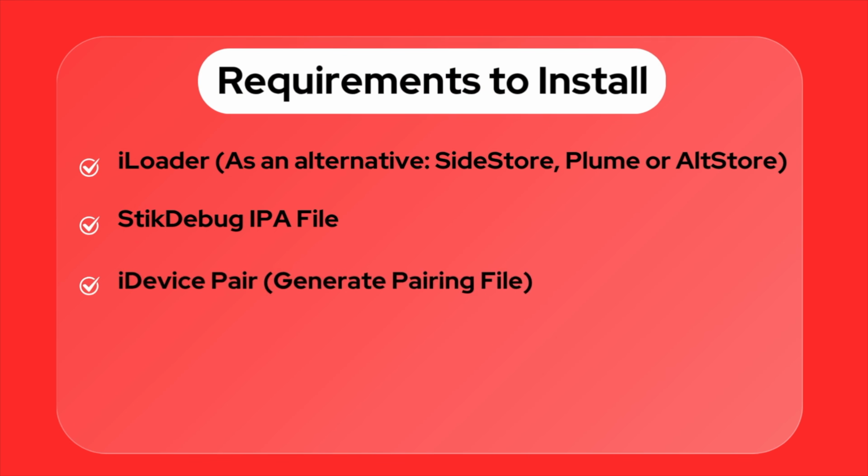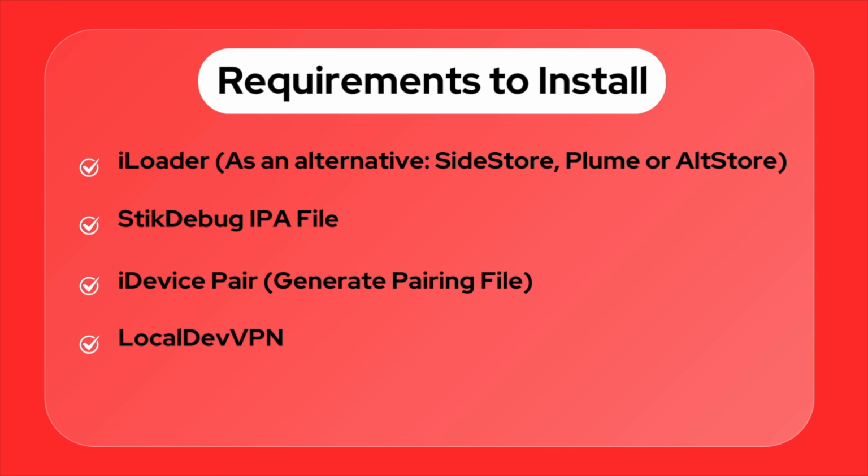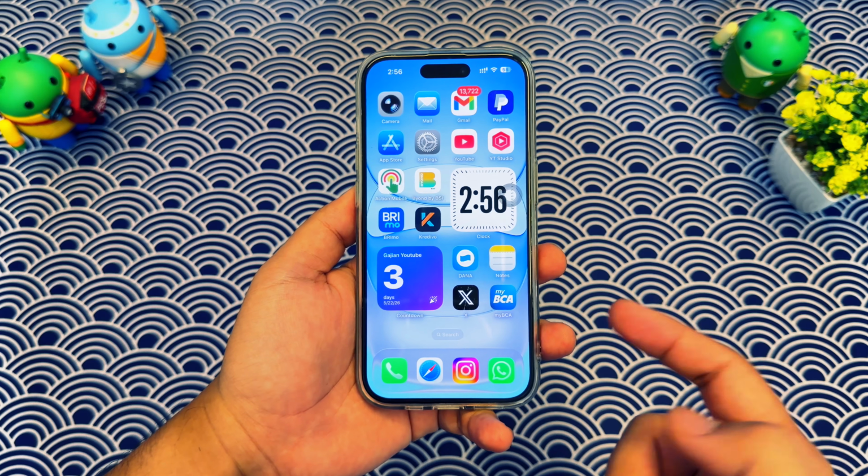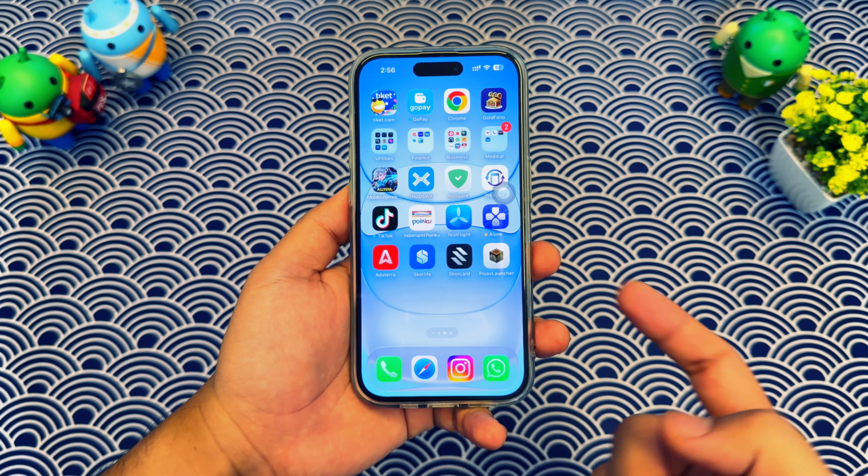Third, you need iDevice pair. And fifth, you need LocalDevVPN. And the last, you need a computer. This can be a Mac, Windows, or Linux computer. I will insert the link on description. Once you have all of these ready, we can move to the next step and start installing everything on the iPhone or iPad.